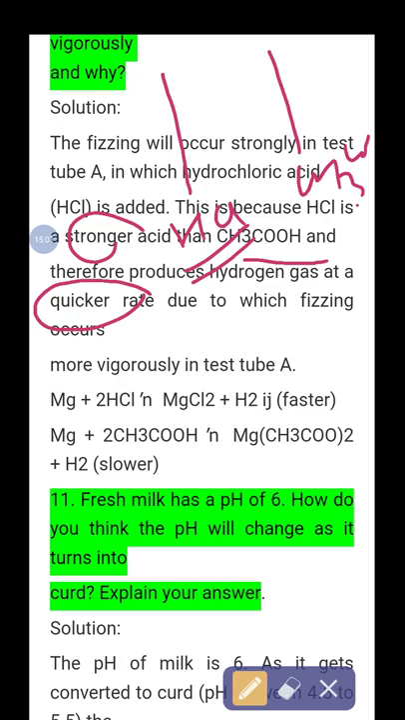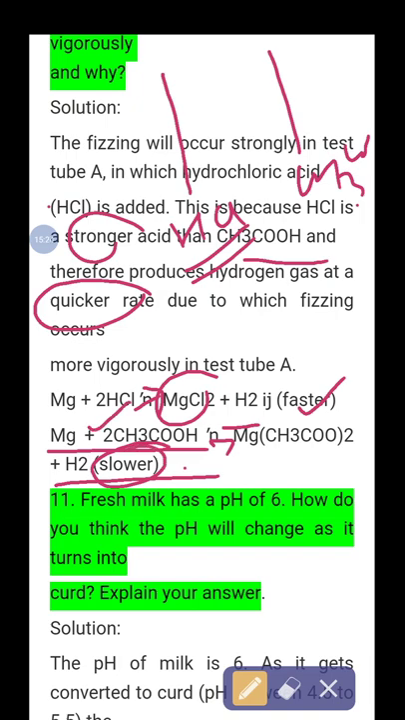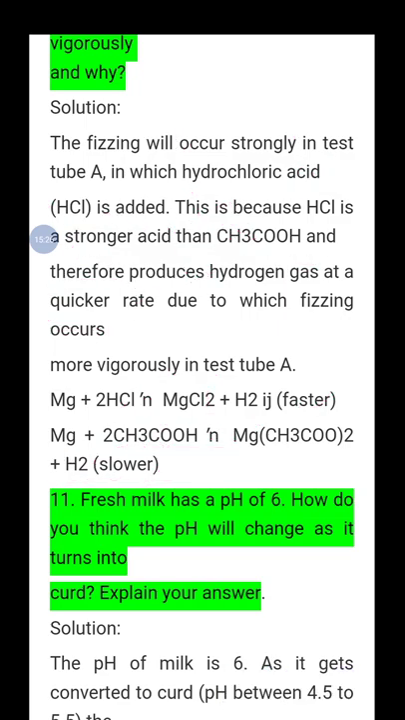So Mg reacts with HCl to give MgCl2 plus H2. This is the faster reaction because HCl is a stronger acid. On the other hand, Mg plus 2CH3COOH gives Mg(CH3COO)2 plus H2, which is a slower reaction because CH3COOH, acetic acid, is a weak acid.